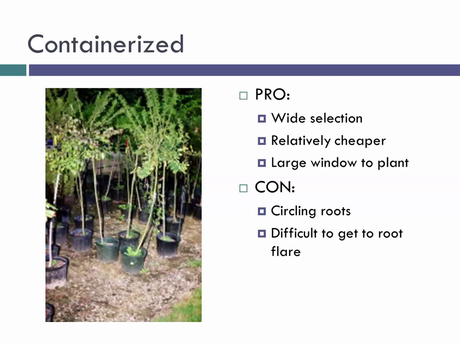Containerize, it's like the combination of both B&B and bare root. It's where you get the wide selection, like what you find with B&B, but it's going to be the relatively cheaper cost. Not quite as cheap as bare root, but significantly cheaper than container. And like the B&B, you get a large window of time to plant. Big drawback, however, is round pots, round circling roots if you are not careful.